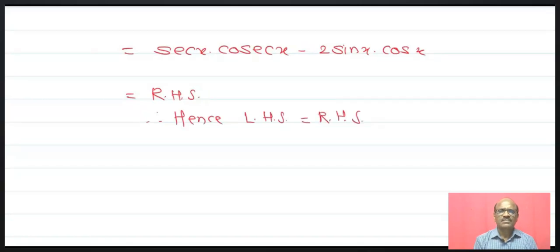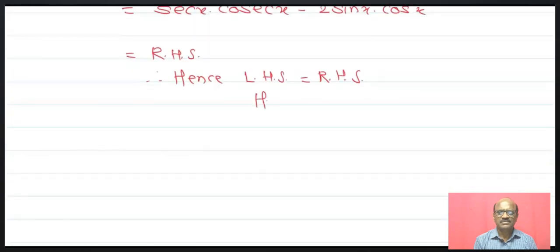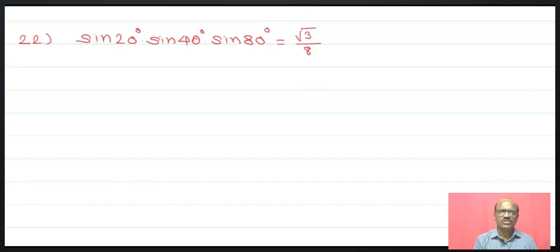Now the next example. That is sin 20 degree, sin 40 degree, sin 80 degree, which is equal to root 3 upon 8. This example.